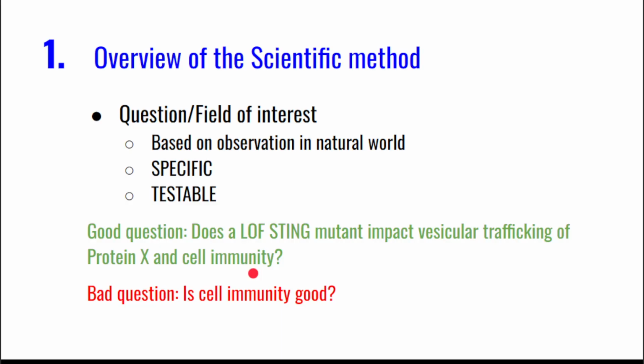These are pretty specific. One question that is not as specific and not as testable is, is cell immunity good? It's a silly question. But the point of it is, it's not specific and it's not testable. There's nothing I'm testing here, right? It's not as specific where I could say, I'm looking at vesicular trafficking or I'm looking at cell immunity. There's really no meat on this question. Okay.